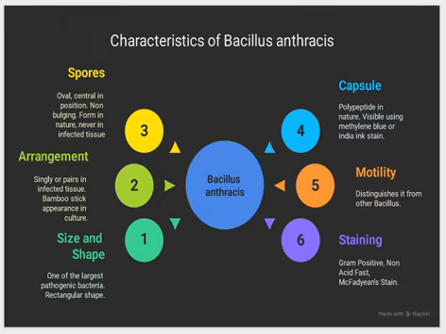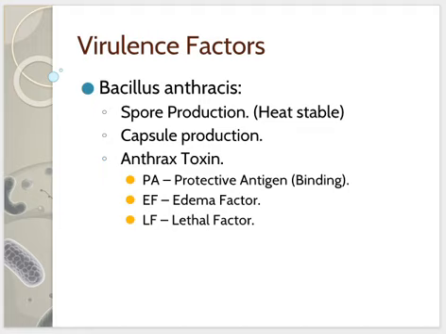The virulence of Bacillus anthracis depends on several factors. It produces heat-stable spores and a protective capsule that help it evade the immune system. Its anthrax toxin has three parts: protective antigen, which helps the toxin enter cells; edema factor, causing swelling; and lethal factor, which damages cells. Together, these make the bacteria particularly dangerous.